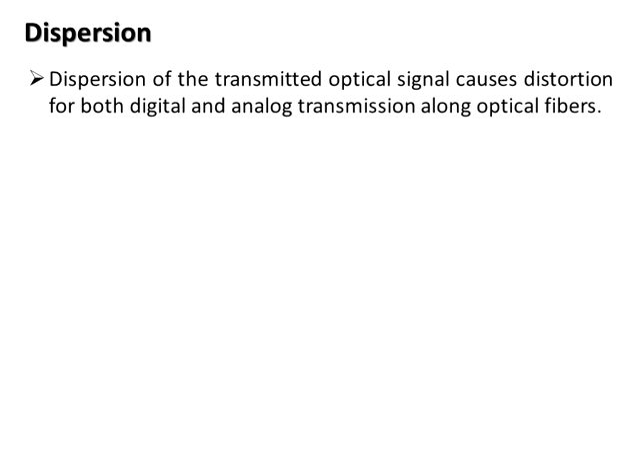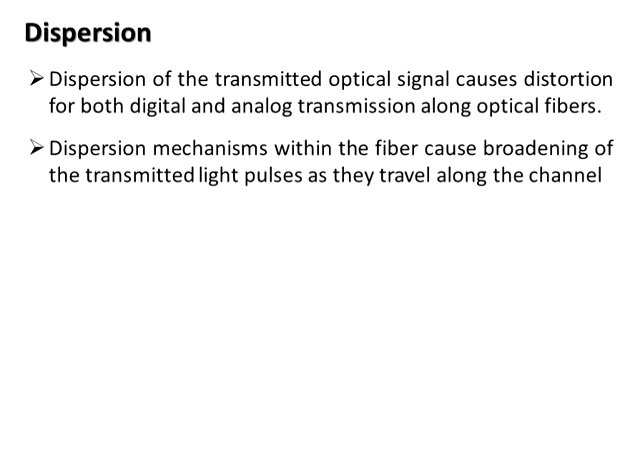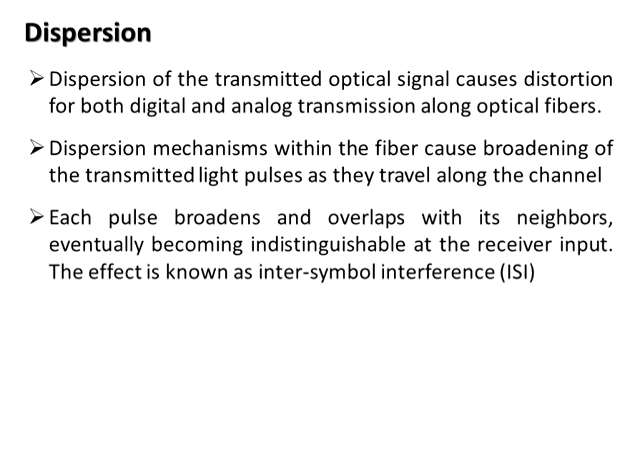Now, dispersion can cause distortion in digital as well as analog optical fiber links. Dispersion means when the optical pulse travels along the fiber, the pulse width gets broadened in time. That we define as dispersion.